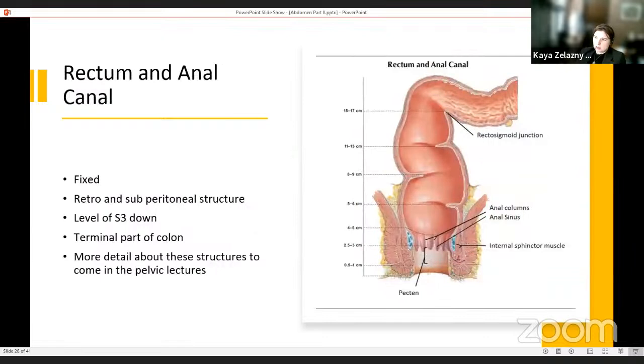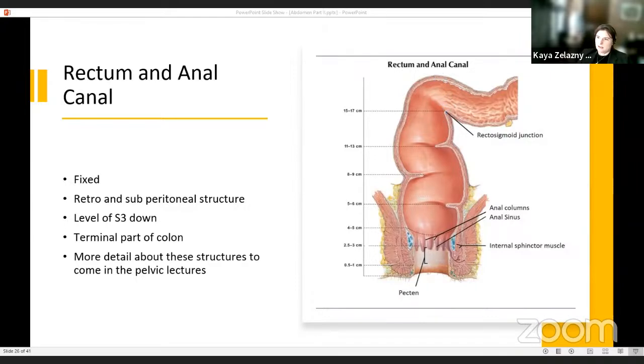We will talk a bit more about these structures as we talk about our pelvis and perineum, but I want to finish out our digestive tract. So as we're moving from our sigmoid colon, we saw that we had that rectosigmoid junction. So we have this joining point. We would have seen our tinea coli end here as we lead into the rectum.